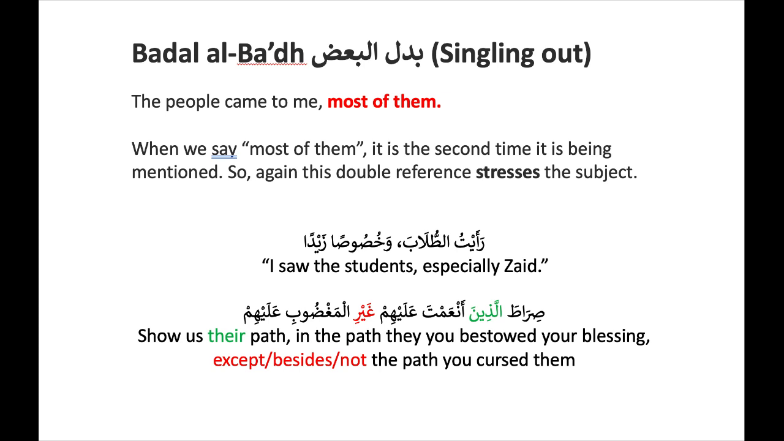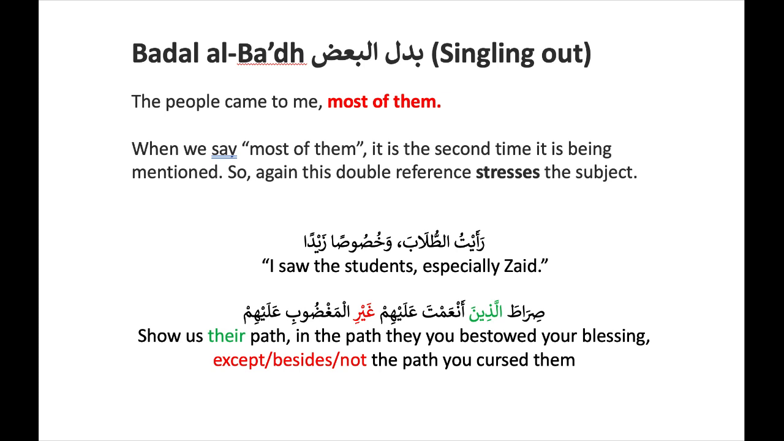Ba'du means some. So by the name, you can guess what it is. Let me give you an example, a sentence in English. The people came to me, most of them. What does it mean? It means I was expecting a group of people to come. They came. Most of them came, but some didn't come. Here too, when we say the people, it already includes most of them. This refers to the substitute that only represents a part or portion of the noun it is replacing.